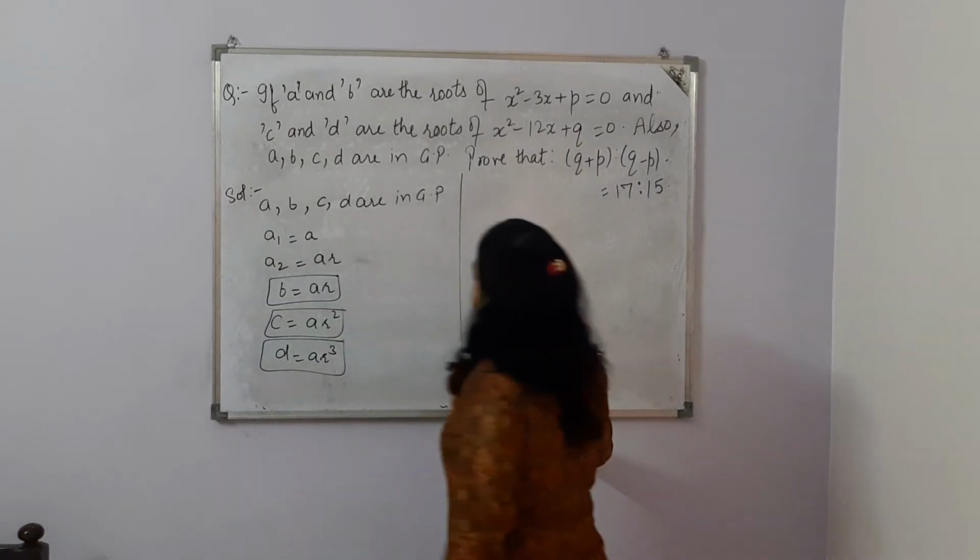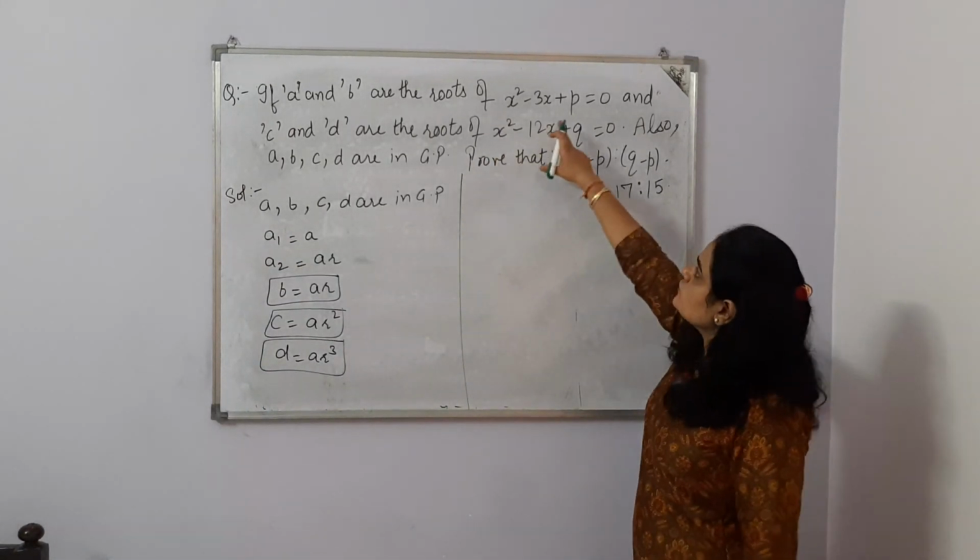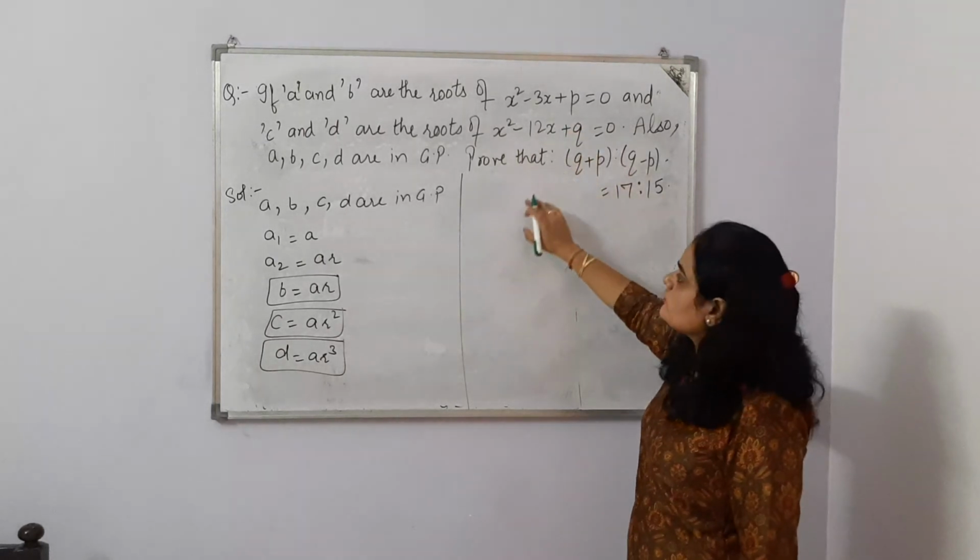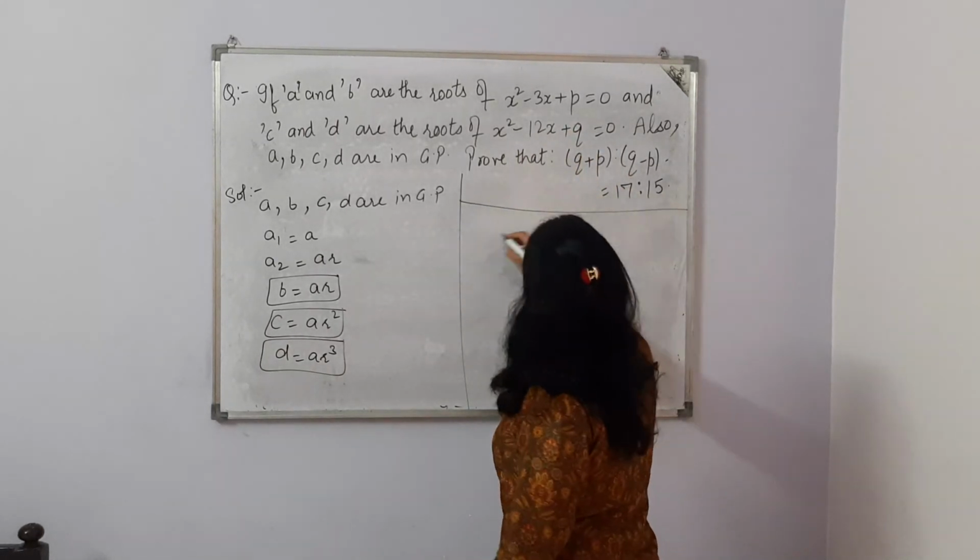Now the second condition is A and B are the roots of x square minus 3x plus p equals 0. We have this equation.